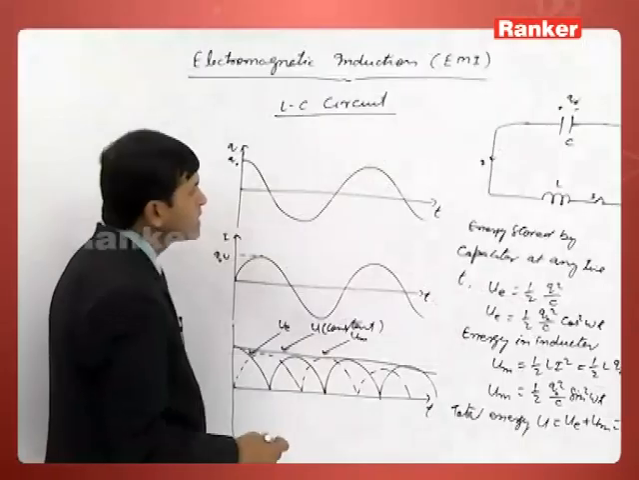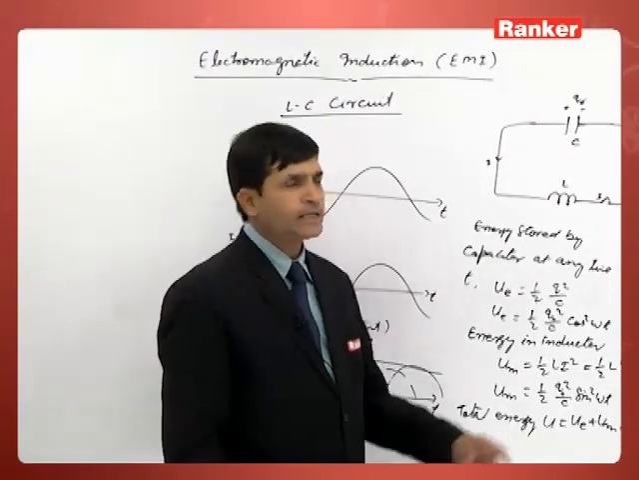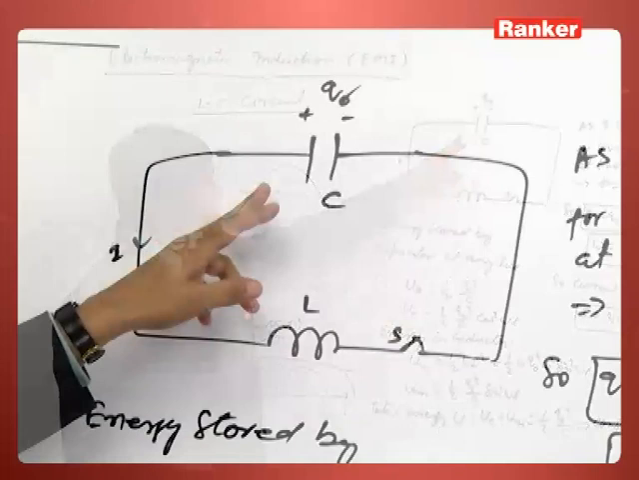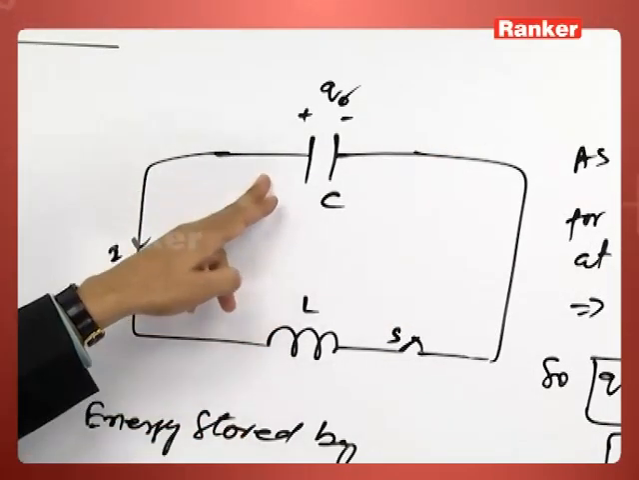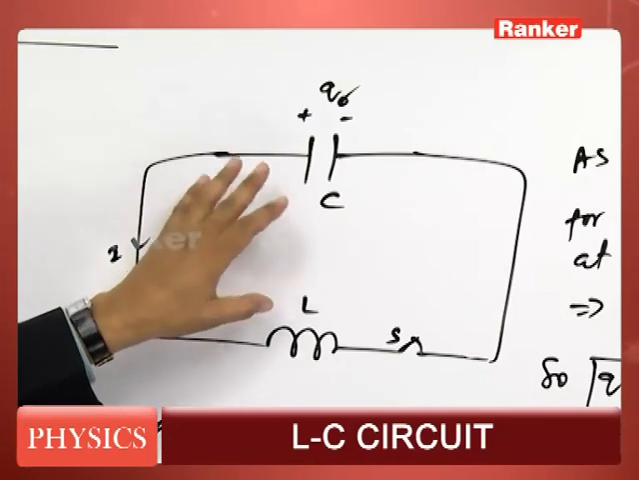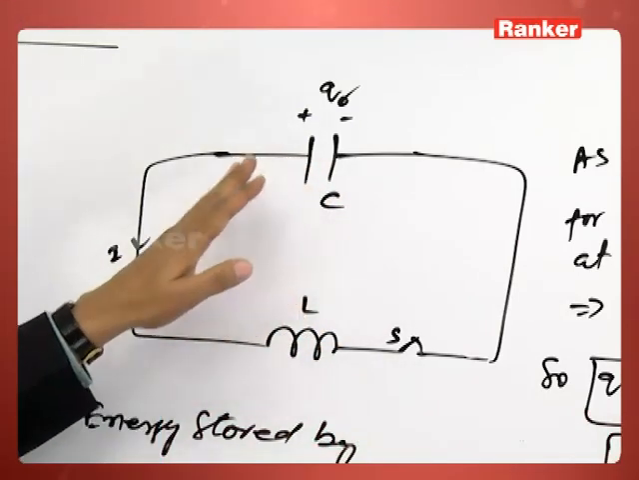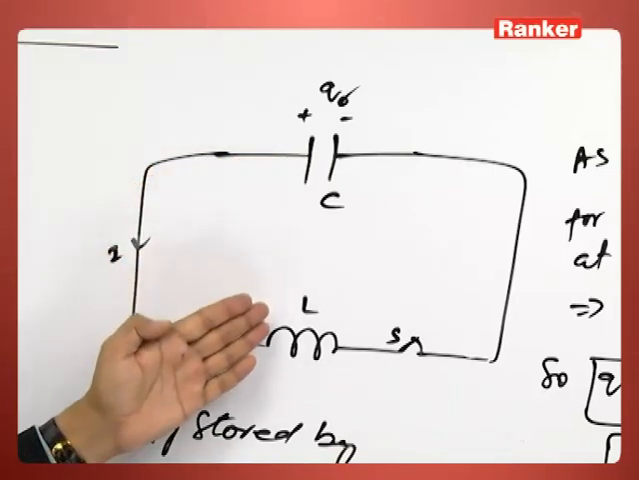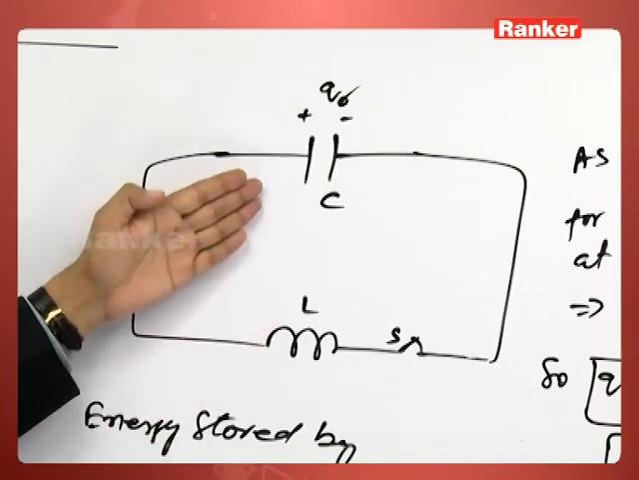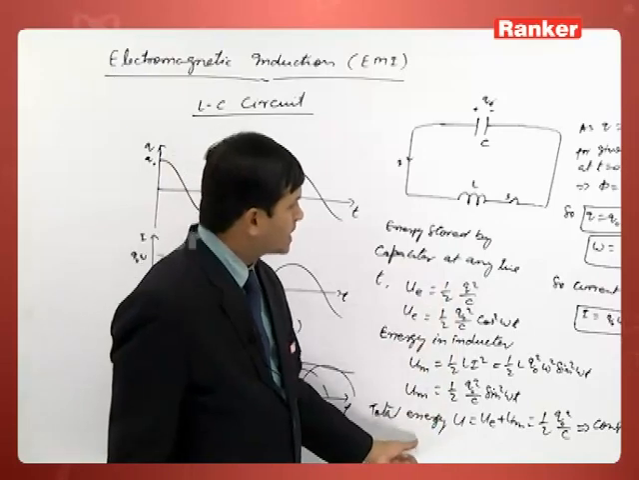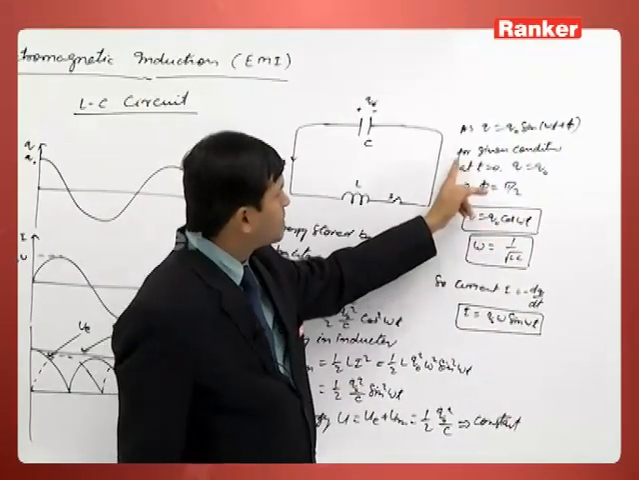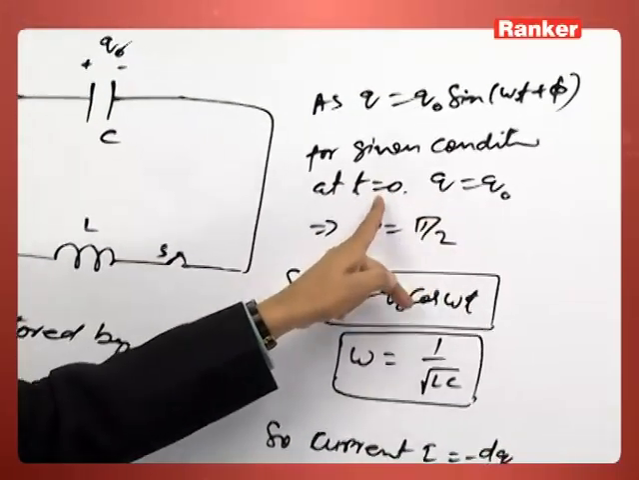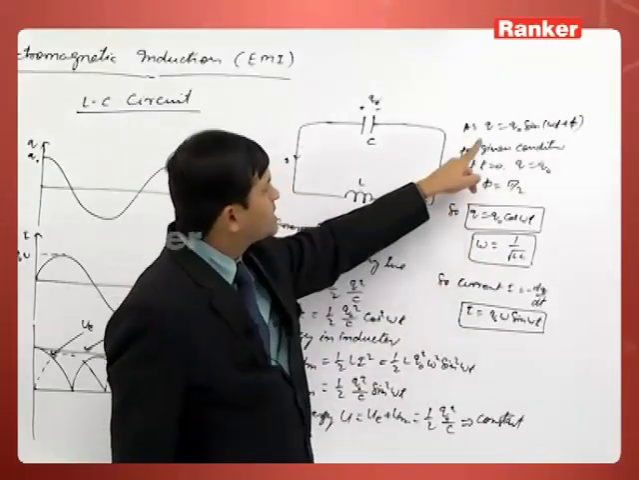The main point related to the LC oscillation circuit is that, since no dissipating device is connected in this circuit, the inductor stores magnetic energy, the capacitor stores electrical energy, and the total sum of these two energies remains constant. With time, electrical energy converts into magnetic energy and magnetic converts into electrical energy according to this relation. So this is the condition for a particular given condition. Given condition means when charge on the capacitor was maximum at t equal to 0. Otherwise, our general solution is this.